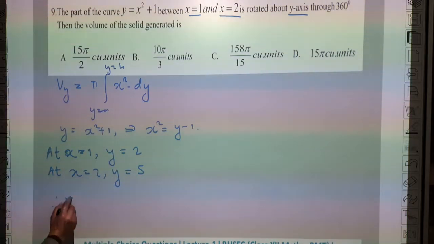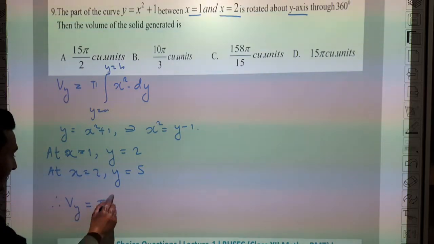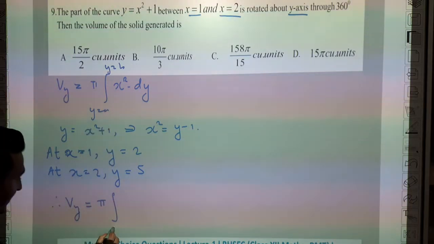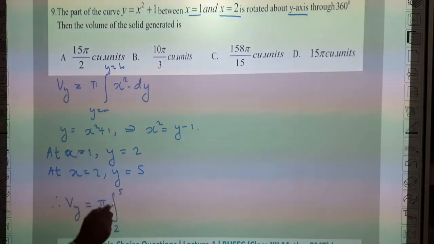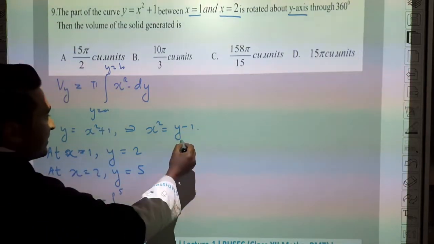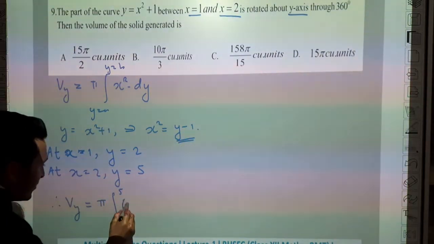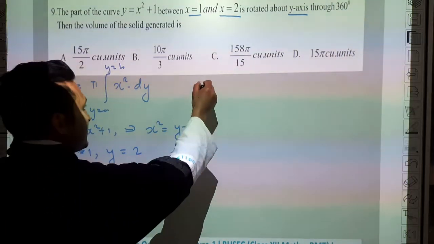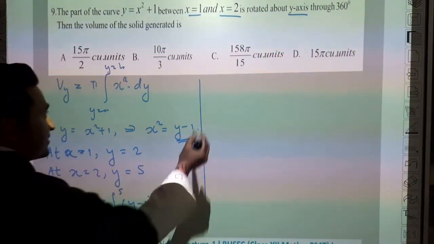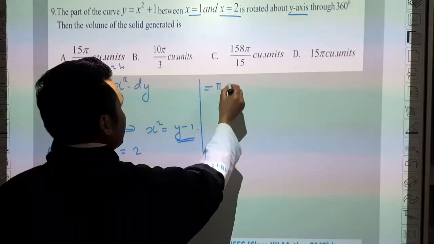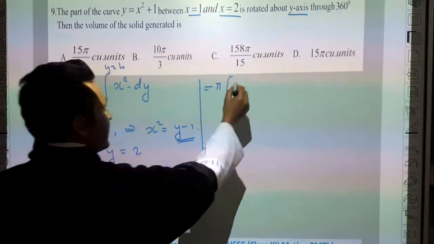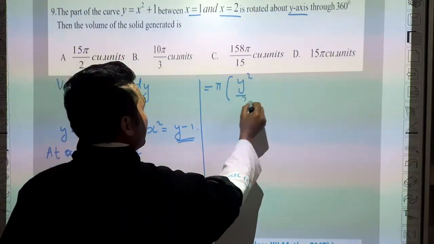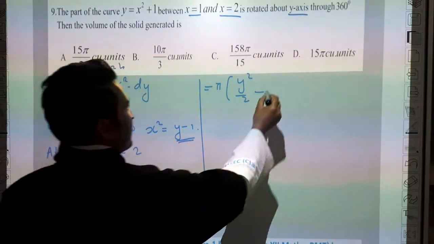Therefore, Vy, the volume about the y-axis, is equal to pi times the integral from 2 to 5, and x square that we have got is y minus 1, dy. Now just integrate this. Take pi out, and the integration of y is y square divided by 2, minus the integration of 1, which is y.